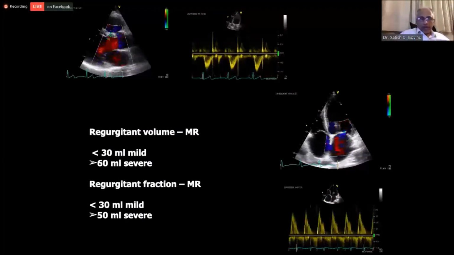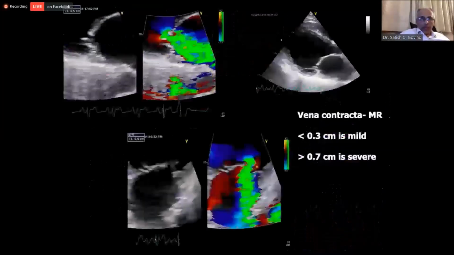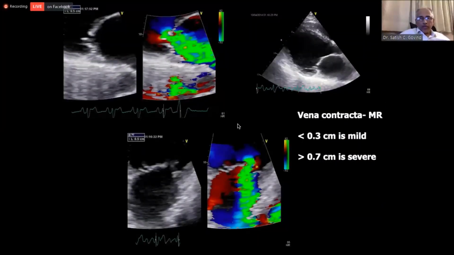Then you have the regurgitant volume, so you can do it the traditional way. You can do it by the PISA method. It can be challenging. It is mentioned in almost all criteria. It takes a little experience, and you have to make sure that your technique is good if you're going to get an accurate number.